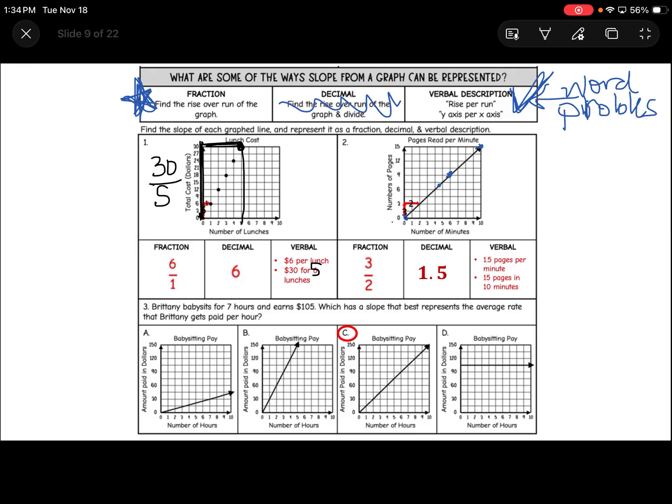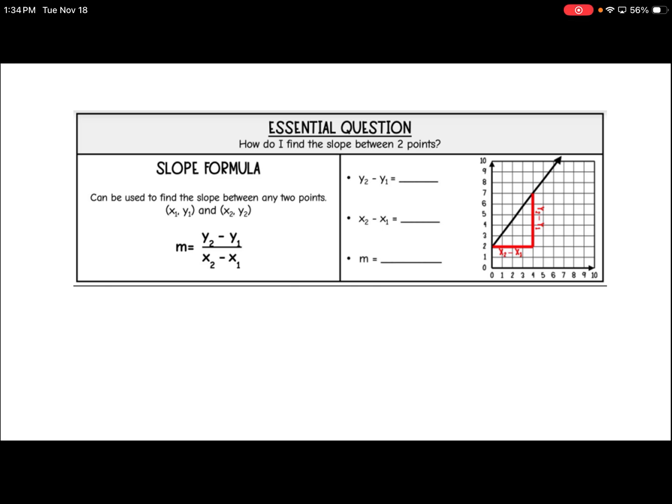But what we're going to do now is say, can you find the slope without a picture? I'm going to show it to you with a picture and show you how to do it without a picture using what we call the slope formula, which is not letting me write with that right now, so I'll try to pick up a pen and circle it for you.